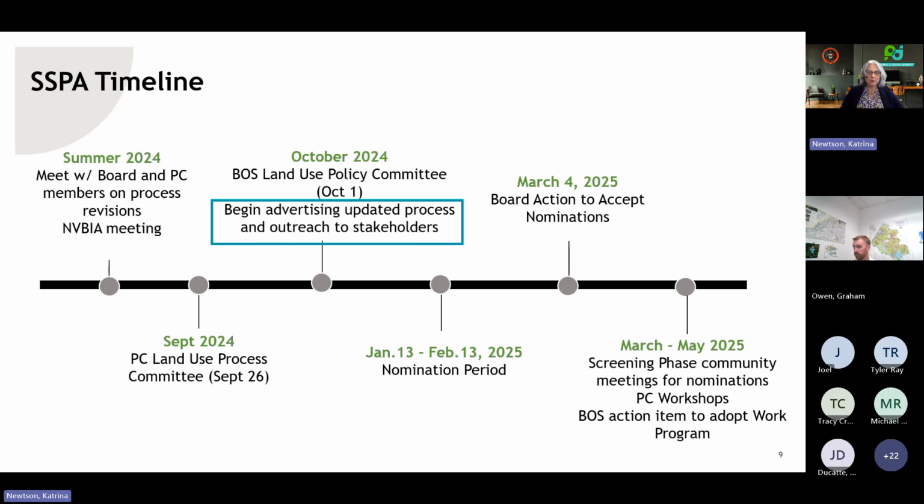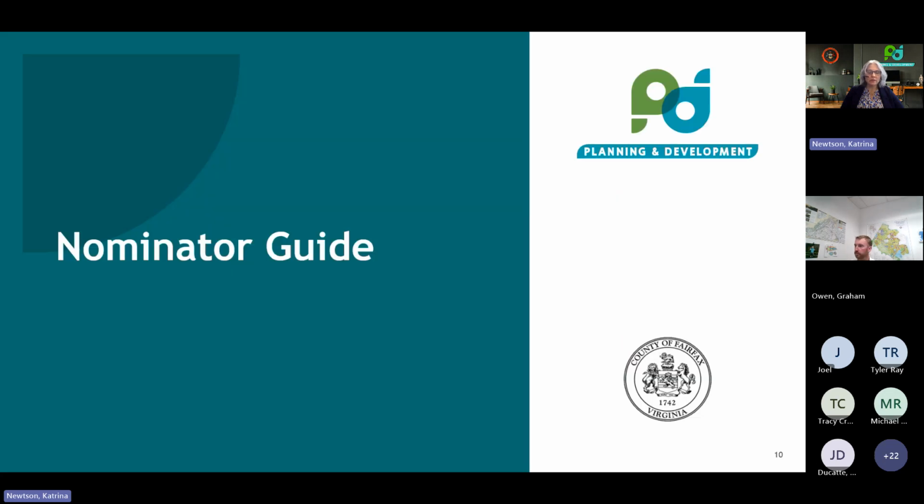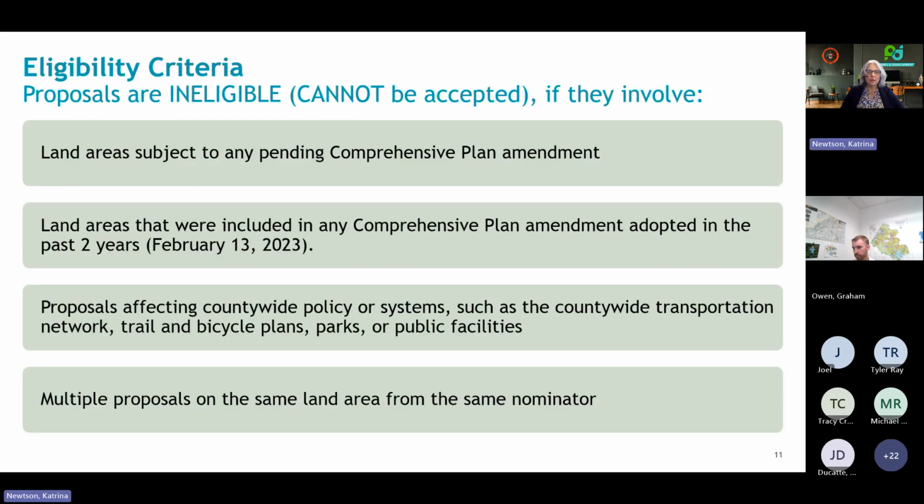So let me go right into the nominator guide. In the following slides, I'm going to go into detail regarding the nominator guide, and also what is required as part of the submission. The guide explains which areas of the county are eligible to be nominated during the process and provides a link to the interactive eligibility map.